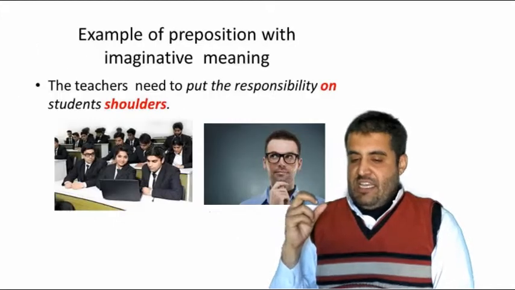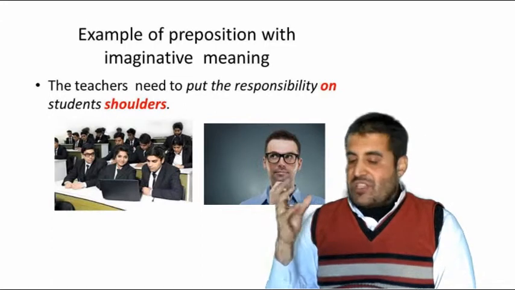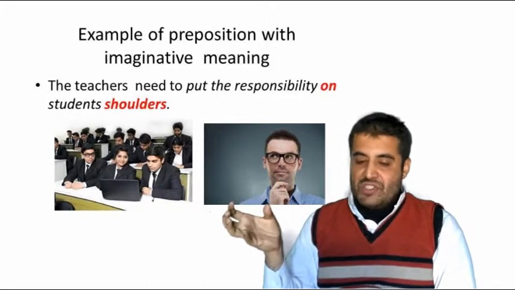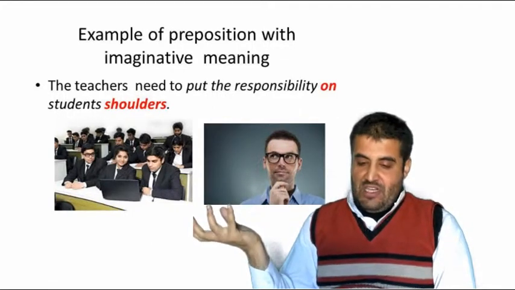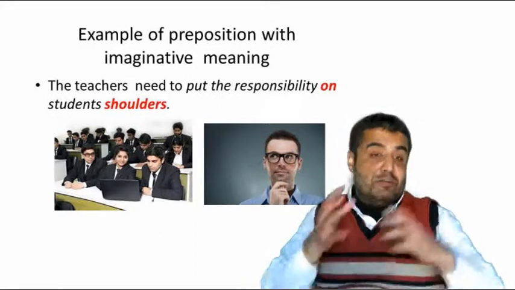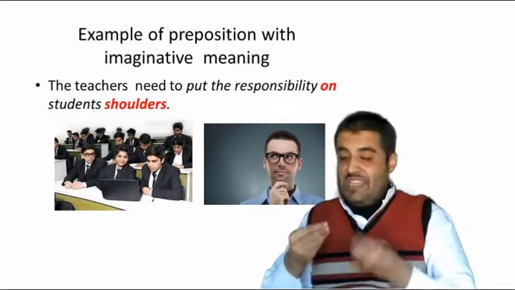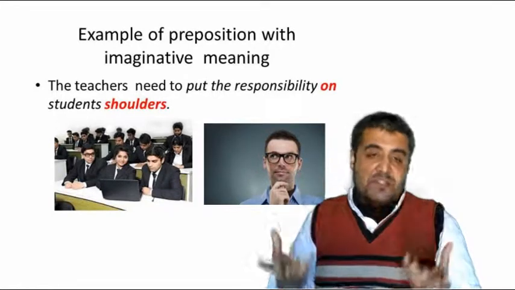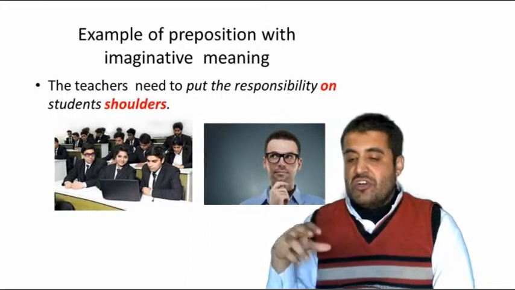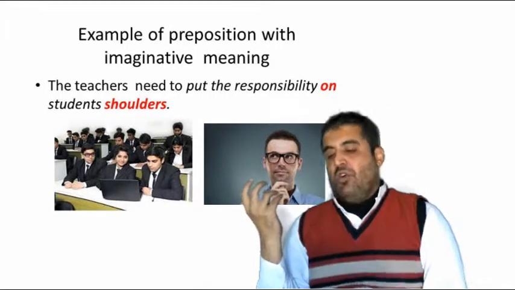But here is an example of a preposition with imaginative meaning, or with abstract ideas. For example, look at the example on the screen. If I say the teachers need to put the responsibilities on students' shoulders. Now here we know that the landmark, shoulders, exists, but the teacher never really puts the responsibilities on students' shoulders. We have used it here with an abstract idea. This on shows here an abstract idea. So we can say that this on gives us the imaginative meaning of the preposition.